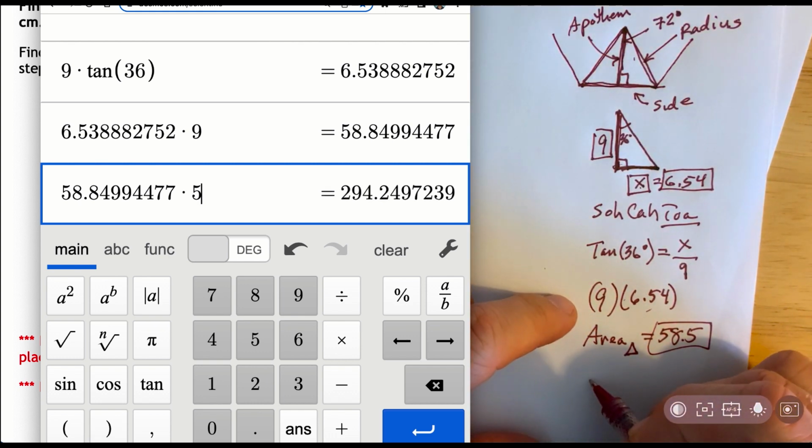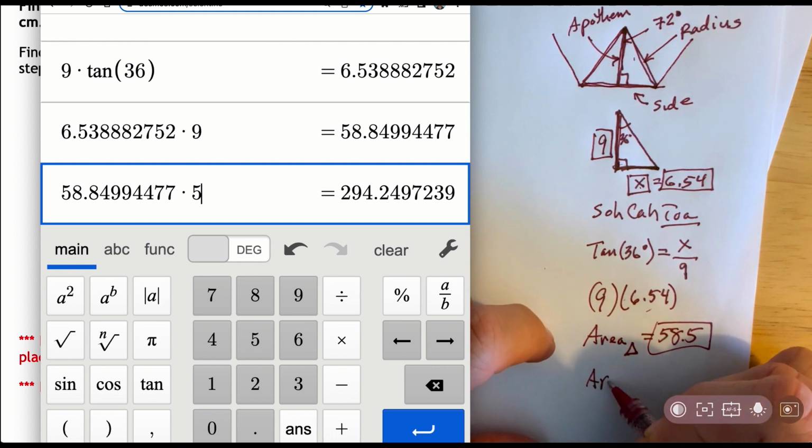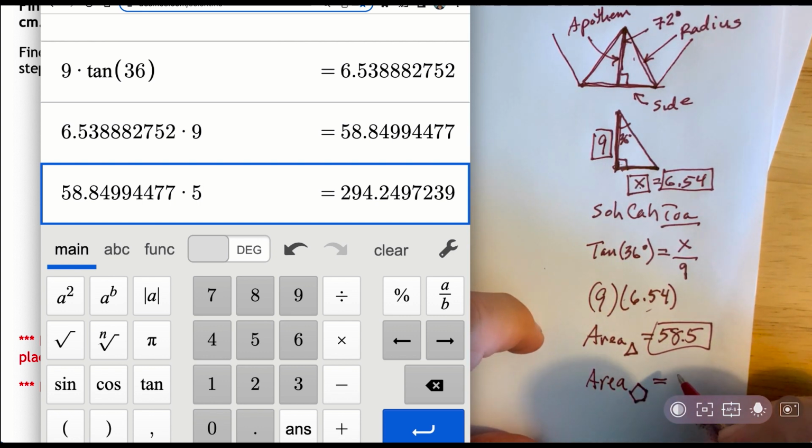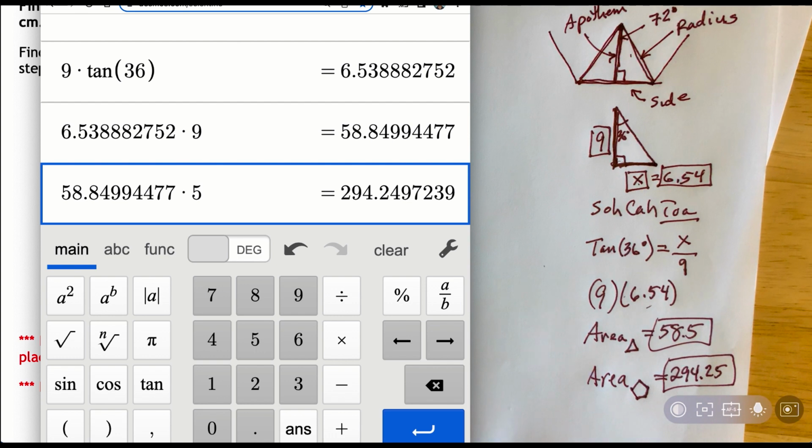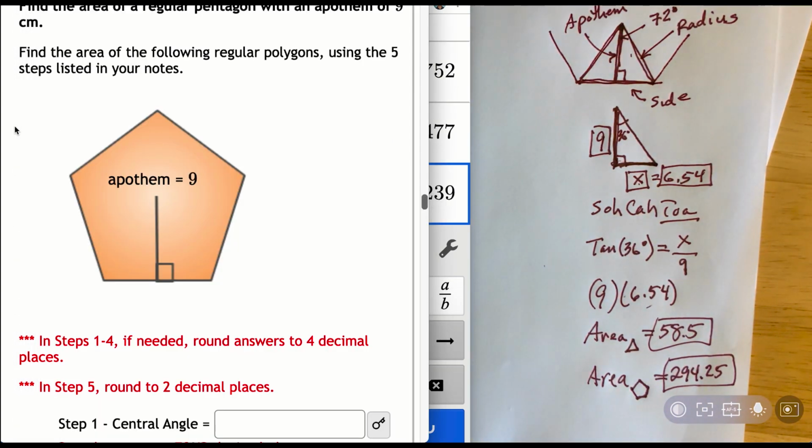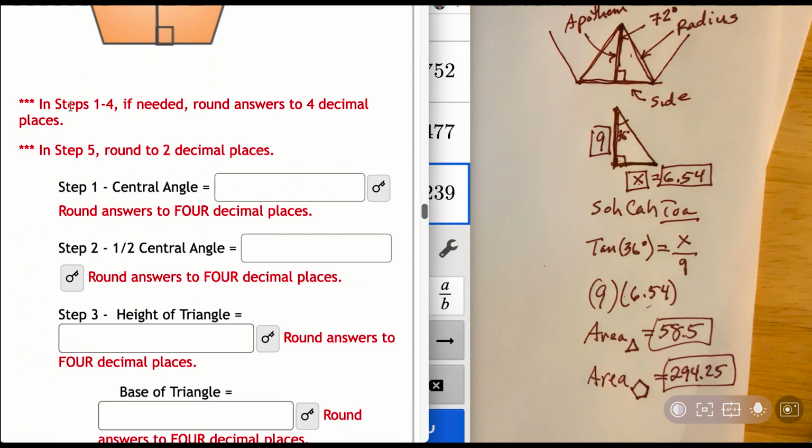And then in this case here, I've got my final answer for my total area of the pentagon, which would look like this, right? That's going to equal the total answer of 294.25, we'll say. Close enough. All right, and then using that information, hopefully when you go to the actual question, you can fill the things in. So let's fill it in right now.